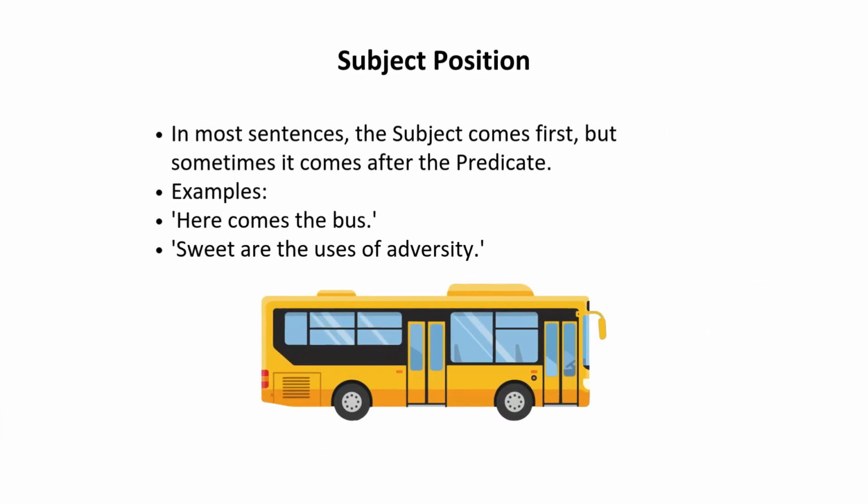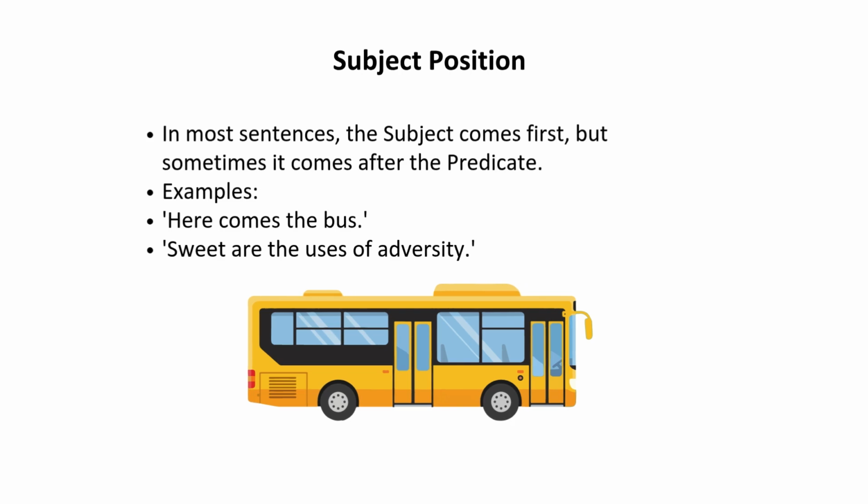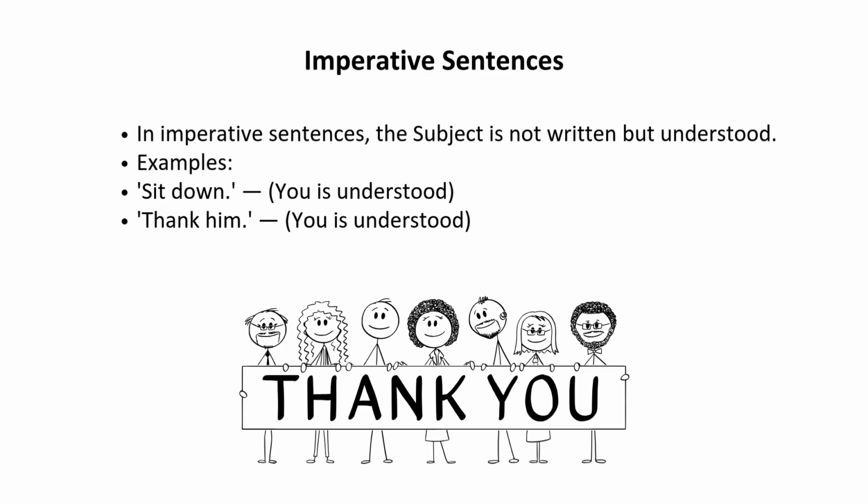Remember, usually the subject comes first in a sentence. But sometimes, it comes after the predicate. For example, here comes the bus, or, sweet are the uses of adversity. See how the subject is at the end. That's totally fine. It's just another way of expressing the same idea.